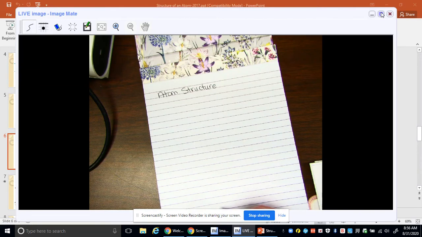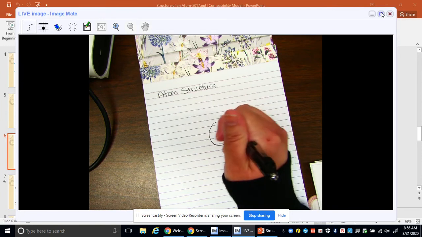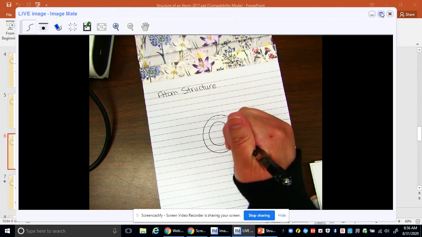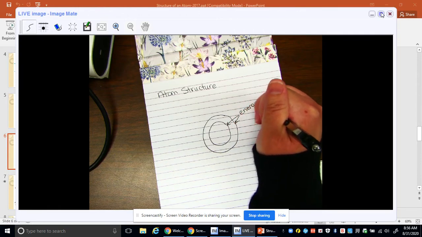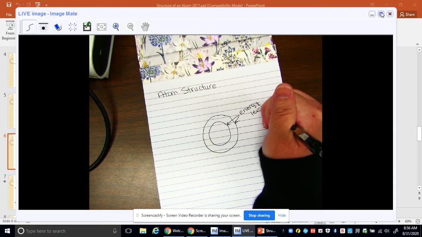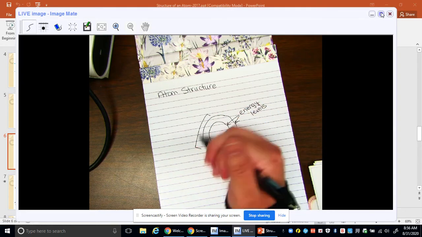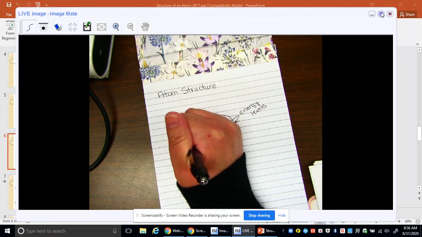Okay? And so the structure has two parts, an inner and an outer. The outer is made of the energy levels. So that's what I'm going to start with. I'm going to start with some energy levels, and I'm just going to draw two. So these individual circles are energy levels. And the energy levels make the outer part of the atom, which is called the electron cloud.